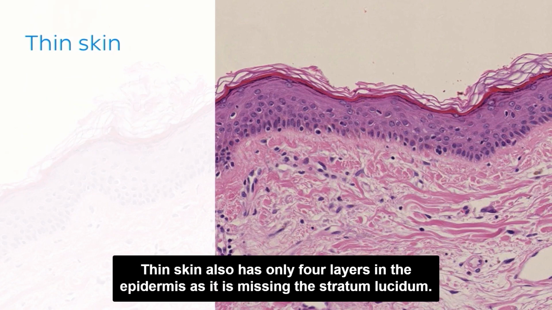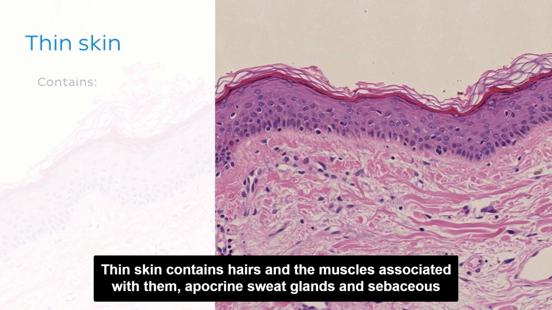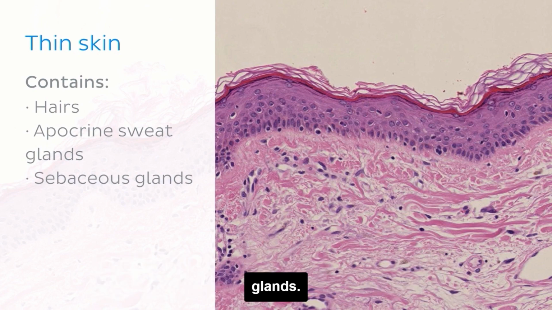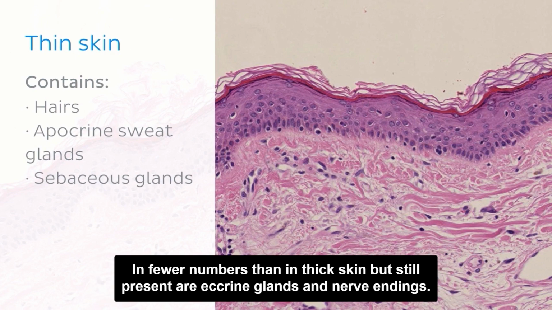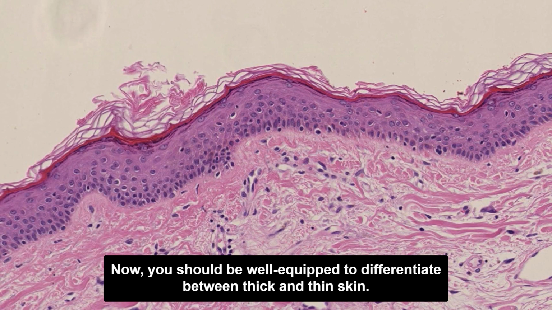Thin skin also has only 4 layers in the epidermis, as it is missing the stratum lucidum. The stratum spinosum is visibly thinner too. Thin skin contains hairs and the muscles associated with them, apocrine sweat glands, and sebaceous glands. In fewer numbers than in thick skin, but still present, are eccrine glands and nerve endings. Now you should be well equipped to differentiate between thick and thin skin.